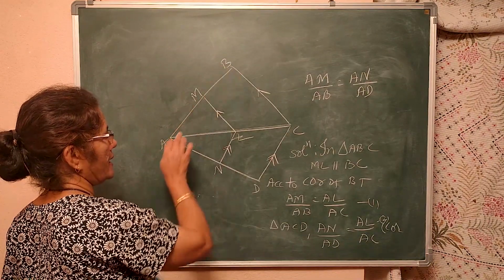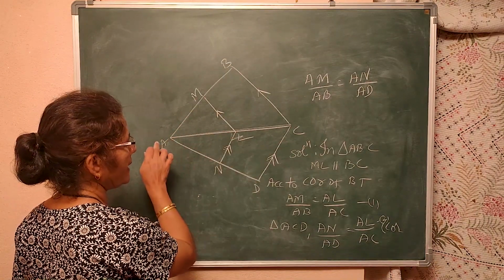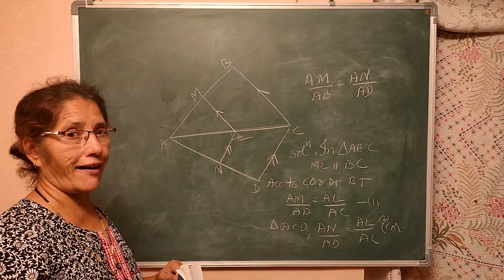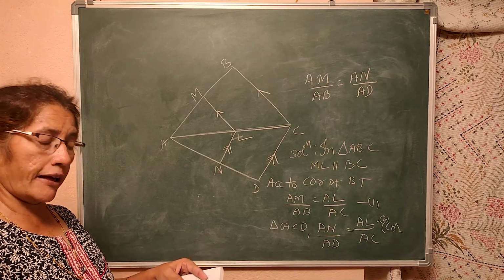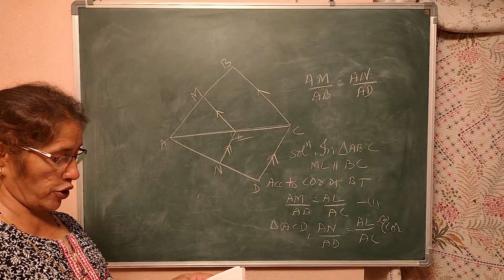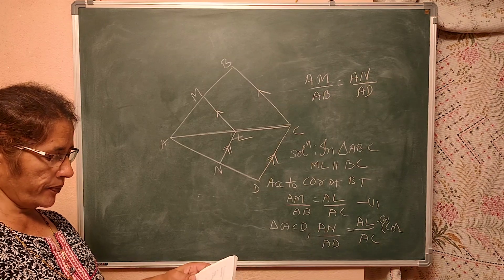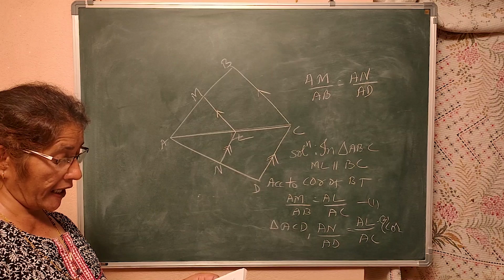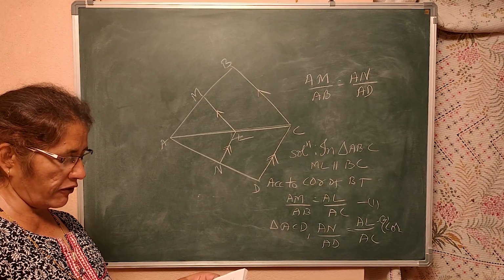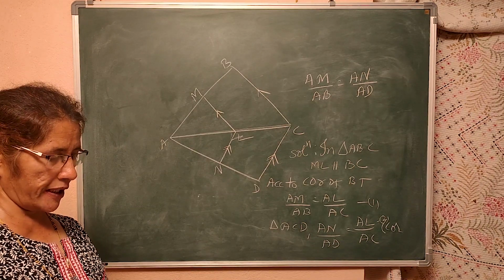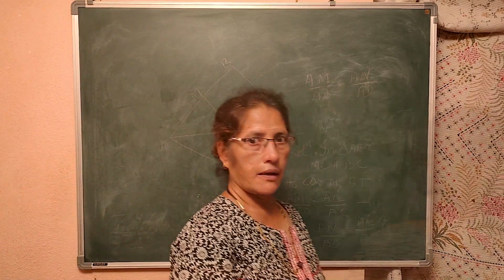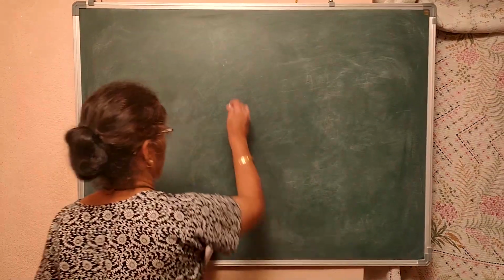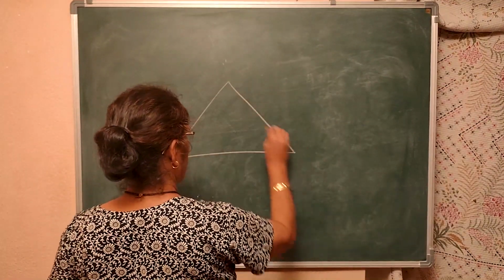AM by AB is equal to AL by AC. Here AN by AD is equal to AL by AC. So you will get the answer. Is it clear? Now let me see the next question. They have given DE is parallel to AC, DF is parallel to AE. Prove that BF by FE is equal to BE by EC. This is the fourth question in the exercise. Let me draw ABC triangle. Triangle ABC.